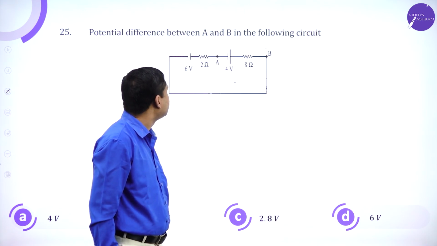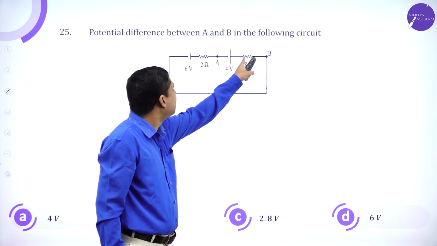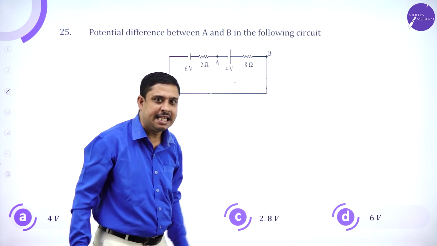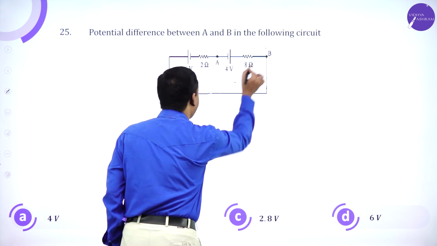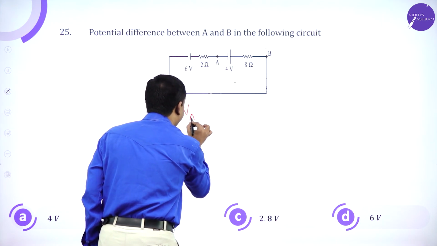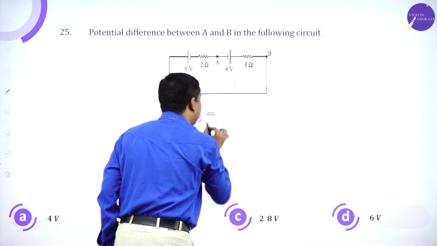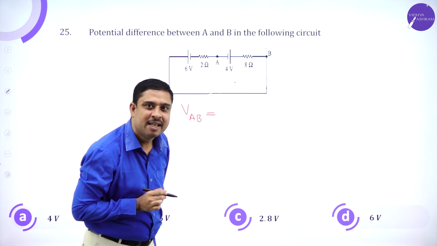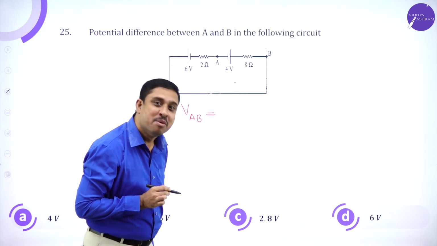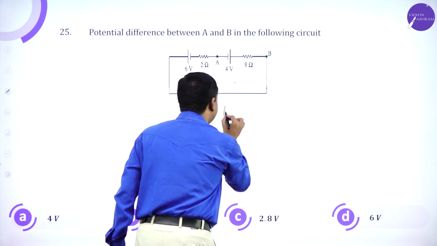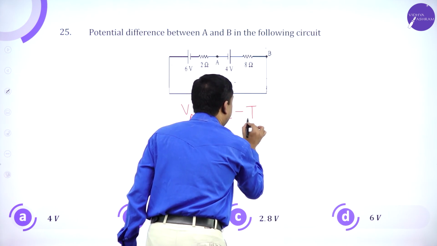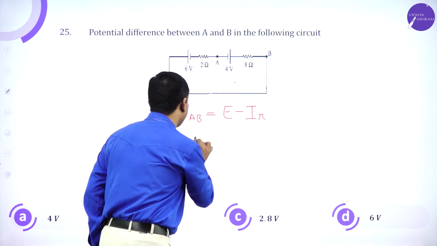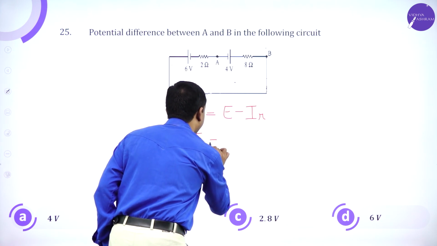Potential difference between A and B. There are two cells. Between A and B, potential difference has to be calculated. If you go back to your concept of cells, potential difference between the electrodes is E minus I into R. Very good. I has to be calculated now.